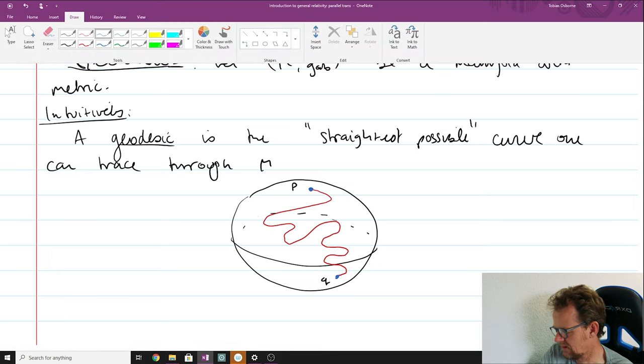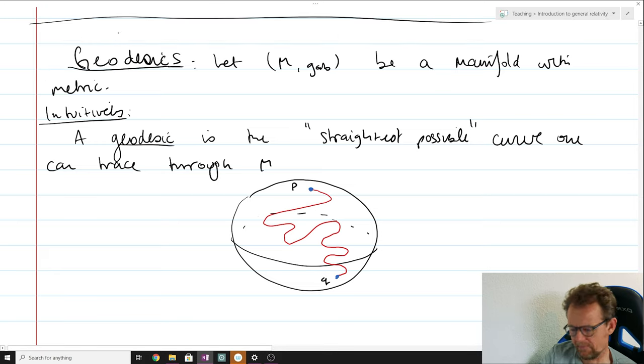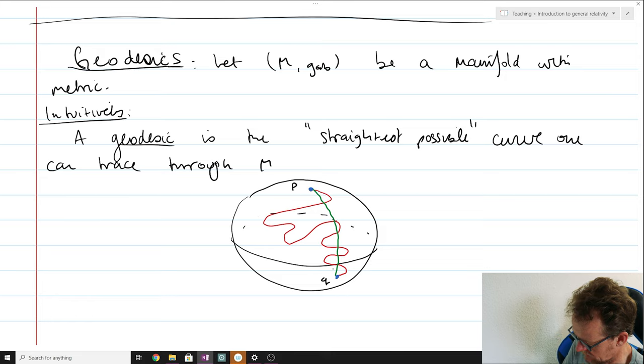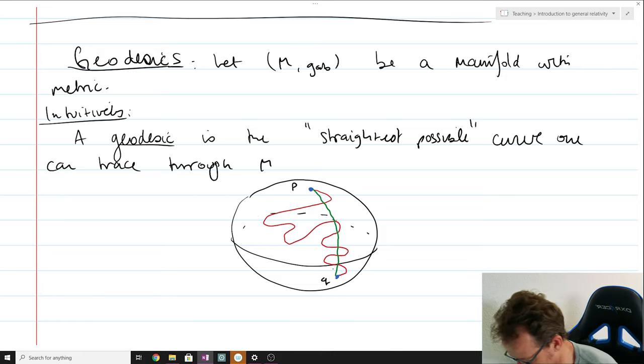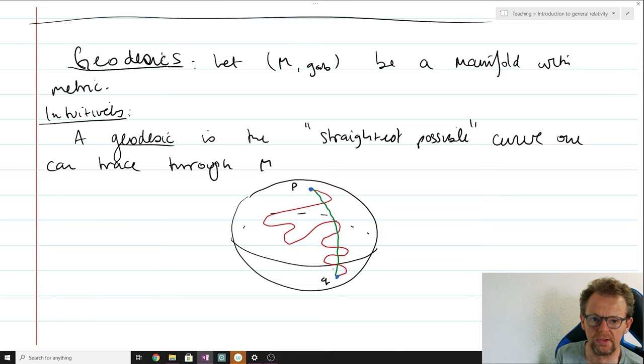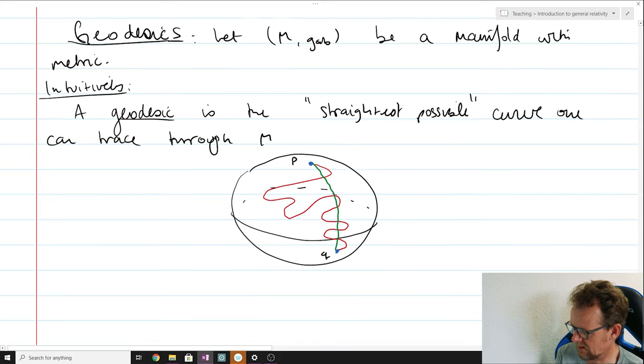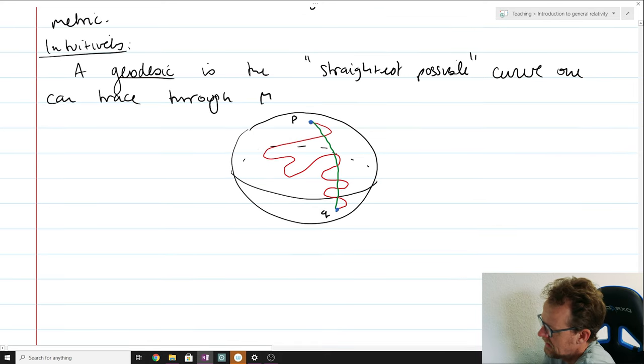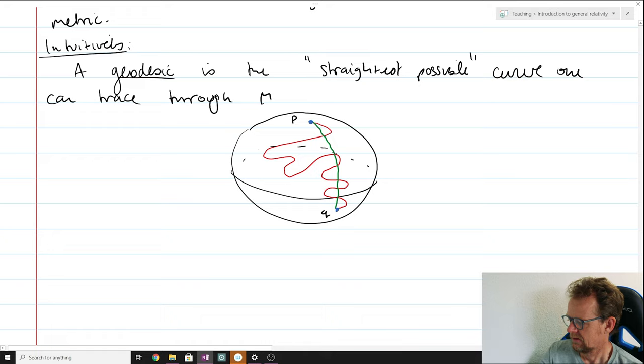There exists a curve that is straighter that goes between P and Q, namely, just go round the great circle. So there exists a straighter curve that we can draw between P and Q, namely a great circle. And the thing to note about this straighter curve is that it has a shorter length, right? You can sort of imagine adding up the length of these two curves.